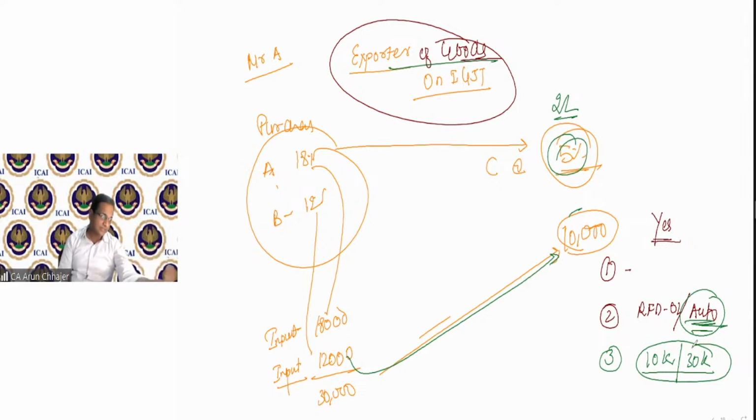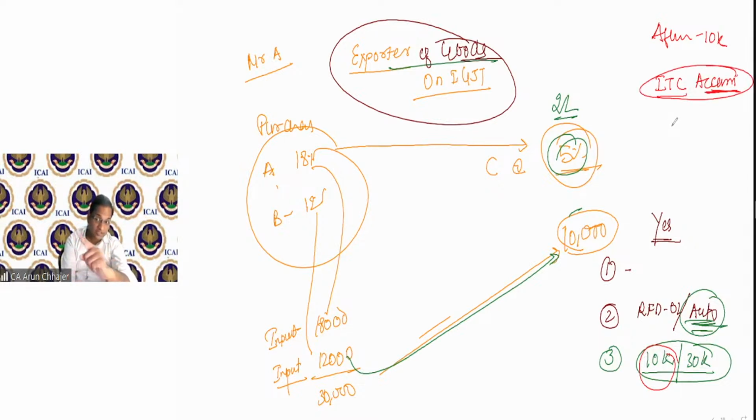द आंसर इज 10,000 सर. ऑब्वियसली 10,000, कोई प्रॉब्लम नहीं. थैंक यू. He will get the refund of 10,000. Now tell me, after the refund of 10,000, क्या अभी भी उसके पास ITC accumulated है? Whether he has still balance of accumulated ITC? Whether he has still the balance available in the ITC ledger?